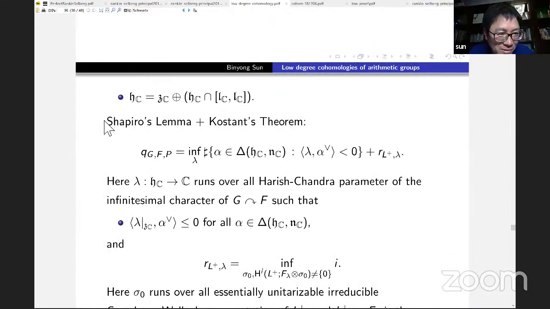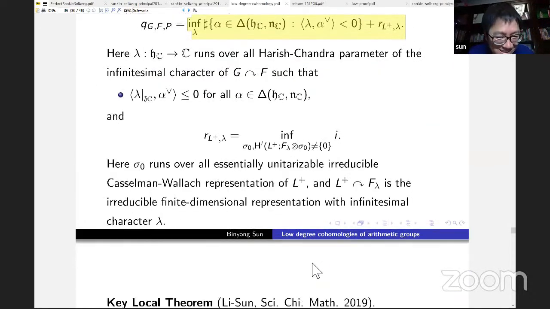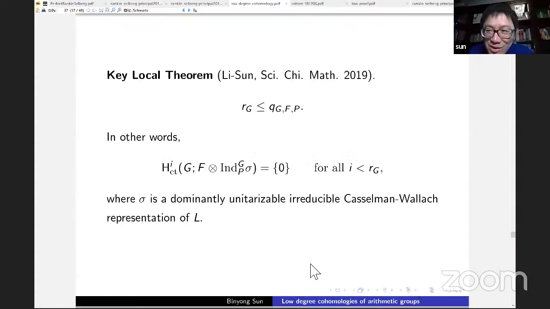So using Shapiro's lemma plus the constant term theorem, we can express this cohomology in terms of some structures there. Okay. I will not explain. So the key local result is that this r_G is always smaller than or equal to this one.